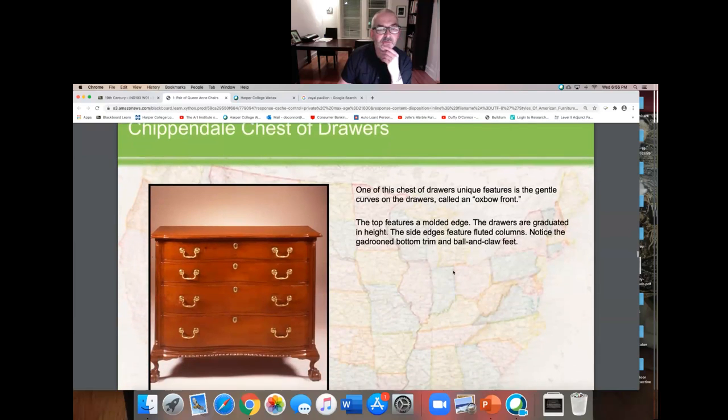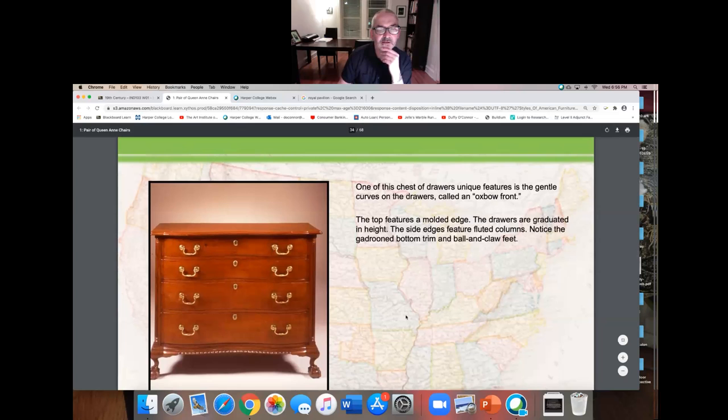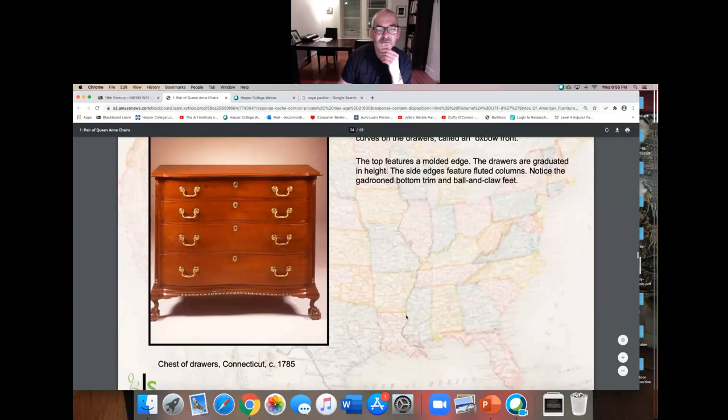All right, Chippendale chest of drawers. So this ball and claw was very common for Chippendale in the Americas. Not a whole lot of ornamentation there.